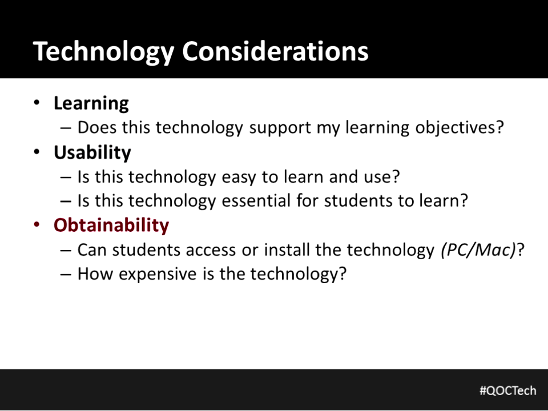The third factor that we recommend is obtainability, which is a very broad umbrella. It covers a lot of different things. One of them is simply, can students get the technology? Can they access it through the web? If you want them to use Google Docs, for example, are students able to get to it? Or if it's something that they need to install, how do they go about getting it, downloading it, installing it? And is that available for both Mac and PC computers?